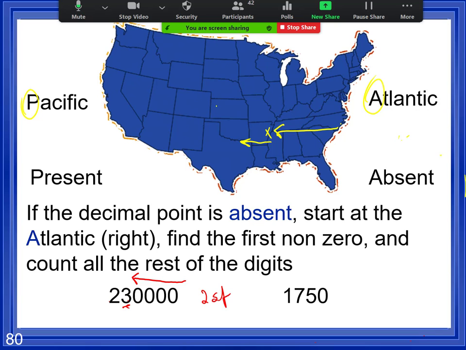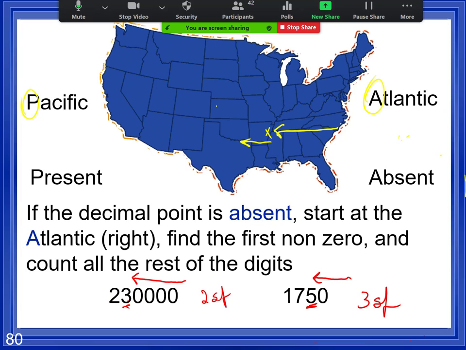If I give you 1750, it doesn't have a decimal point. So I start from the Atlantic and go until I hit the first non-zero, which is the 5. That means that's my estimated number. And then the other 2 count as well. So that's 3 sig figs. So this is just a quick way of remembering the rules that we learned yesterday, or Tuesday. Okay? So that's what you do if the decimal point is absent.